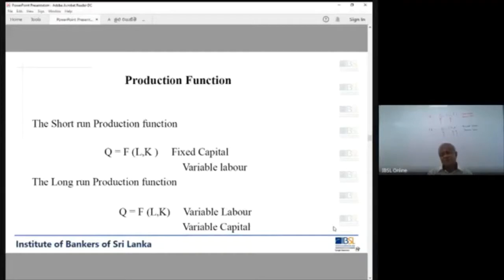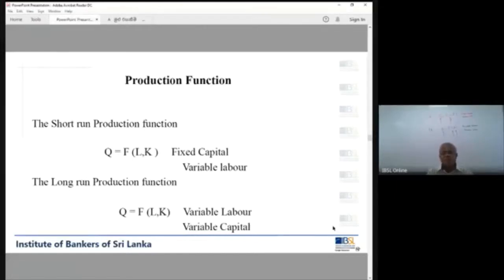Understand? It's important to understand the short run and long run, the difference between these two. It is not a specific point. Less than 3 months short run, more than 3 months long run, no. Less than 1 year short run, more than 1 year long run, no. It's a company specific concept.